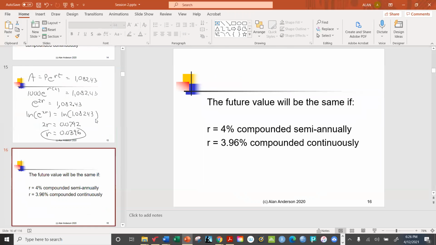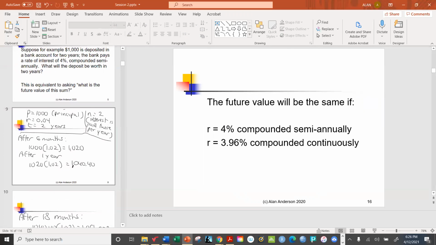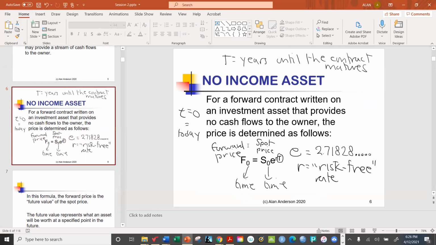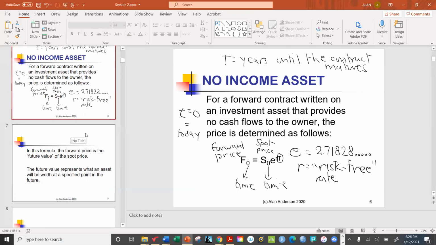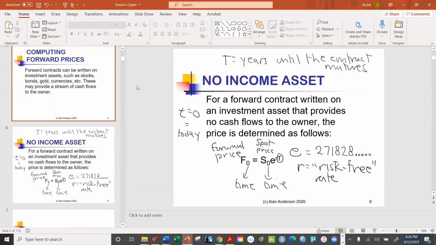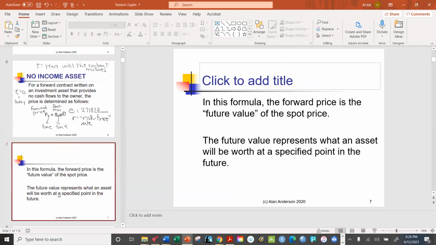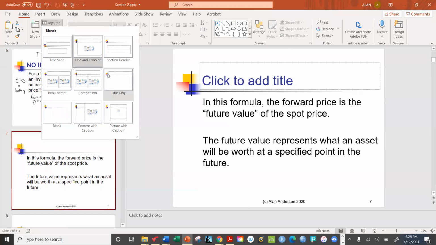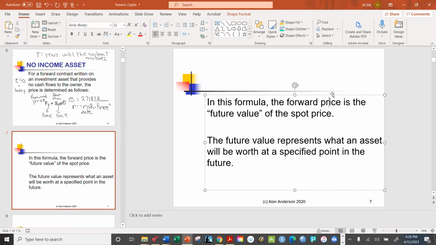All right, so that's why this formula is set up this way. When I said earlier that this formula is really nothing but the future value of S0, now you know what it means. It means if I were to take S dollars and invest them in a bank account that pays R continuously compounded for T years, I would end up with F0 in my bank account. So the F0 is nothing but the future value of the spot price. That's what this formula is telling us. It's the future value of the spot price when interest rates are compounded continuously.